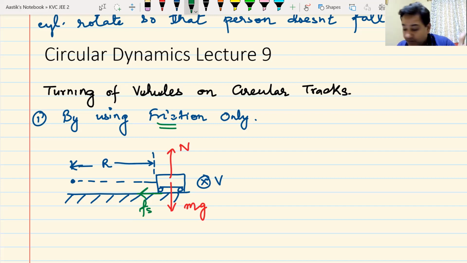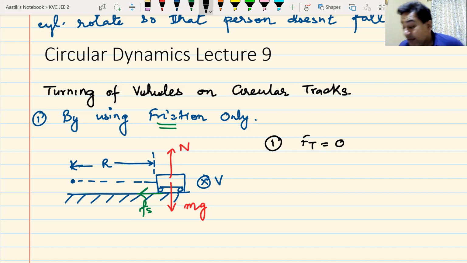Now we are going to draw. We are going to write the three equations that we know. What is the first equation? The first equation is in the tangential direction. In the tangential direction, nothing is happening. No force. The force in the tangential direction is 0. Do you all understand this?